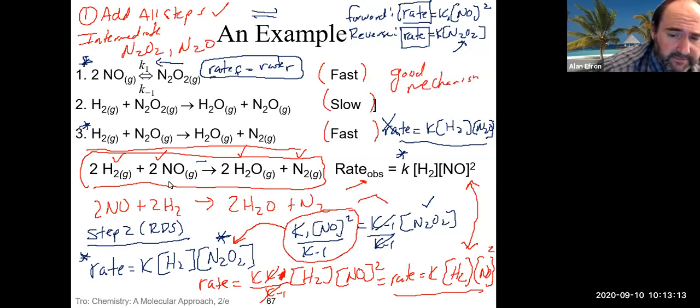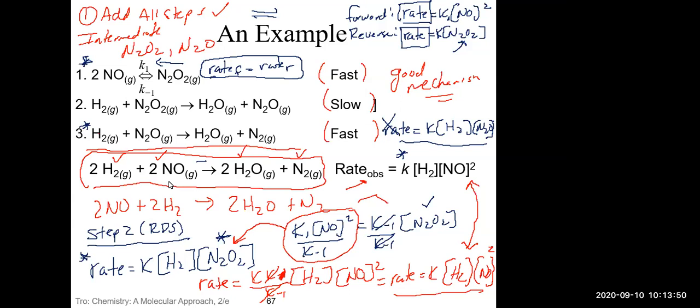It pretty much meets the two things that you need to have met for it to be a good mechanism. When we added up all the individual steps, it did equal the overall reaction. And when we found the actual rate law for the slow step, or the rate determining step, we do see that it does match. So if we got to a point where those two things did not match, again, it would mean it was not a good mechanism. But here, because it did match, it does mean it's a good mechanism. Question on that there?